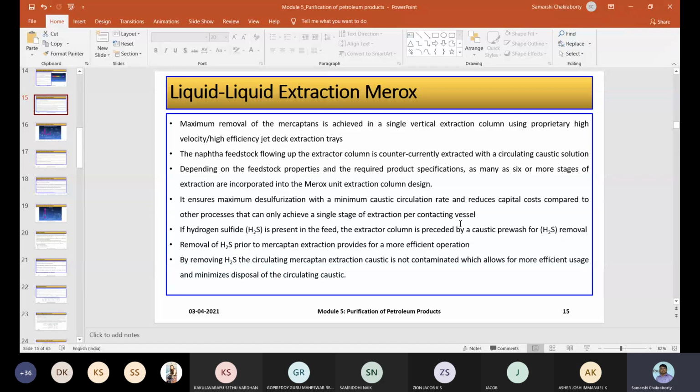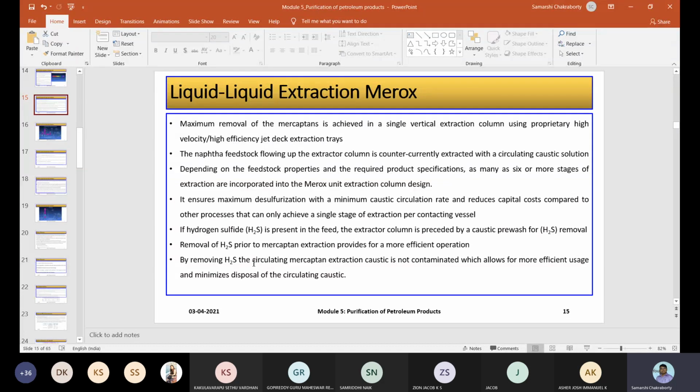So the extractor column is preceded by a caustic pre-wash for H2S removal. Removal of H2S prior to the mercaptan extraction process provides a more efficient operation. The circulating mercaptan extraction solution is not contaminated, which allows more efficient use and minimizes the disposal of the recirculating caustic.